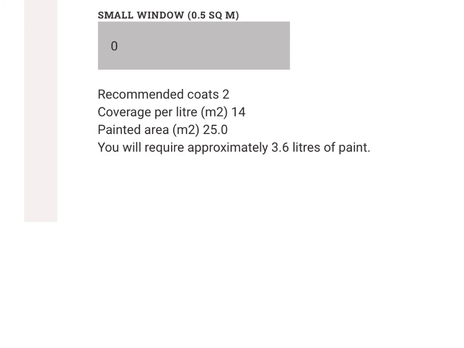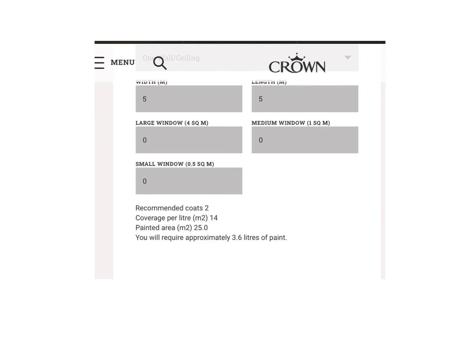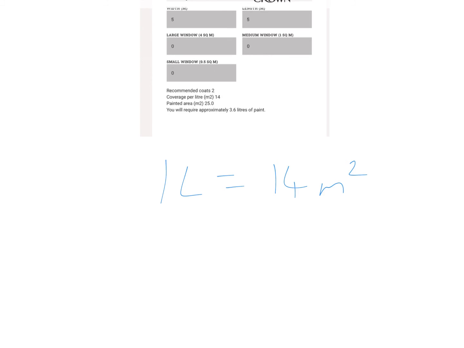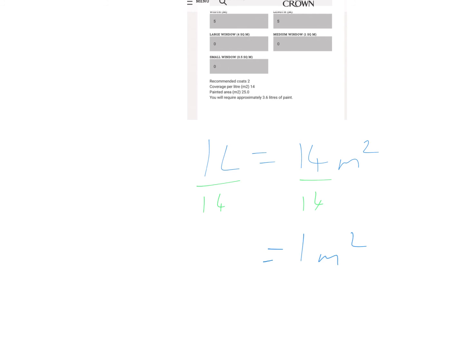What I did was I looked at this website from Dulux, or it's Crown Paint, and I saw here that they said that the amount of wall that a litre can cover is 14 meters squared. So if 1 liter covers 14 meters squared, then I can divide both sides by 14 to find out how much 1 meter squared, how much paint you need for that. So when I divided that out, I found that you need 0.07 liters to cover 1 meter squared.